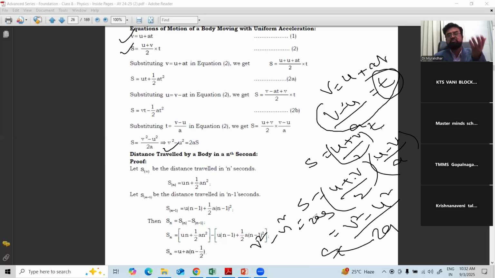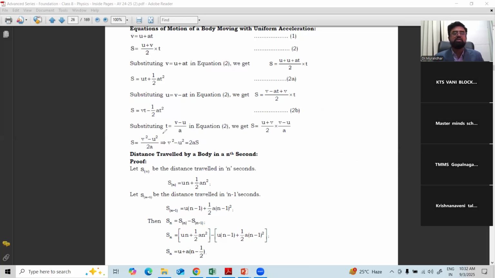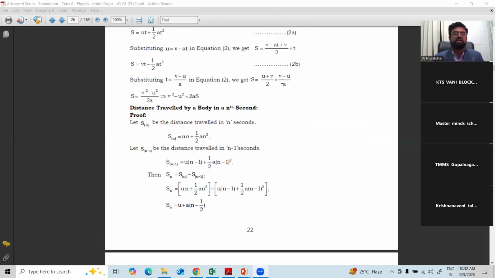The next two are by using the first one only. The second one is obtained from the first equation. The third one is obtained from the first and second equations. All three are together called equations of motion. And the last one is very interesting. It is actually how to find out the distance in a particular second. See, I told you the same, given here.